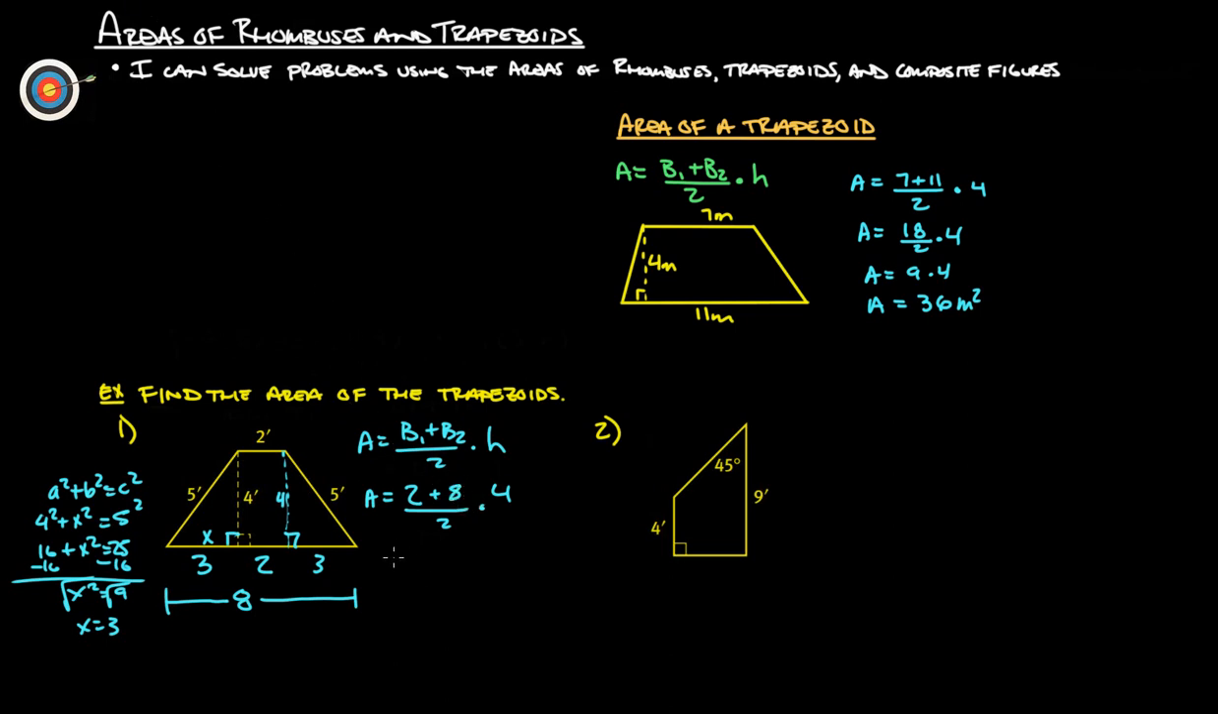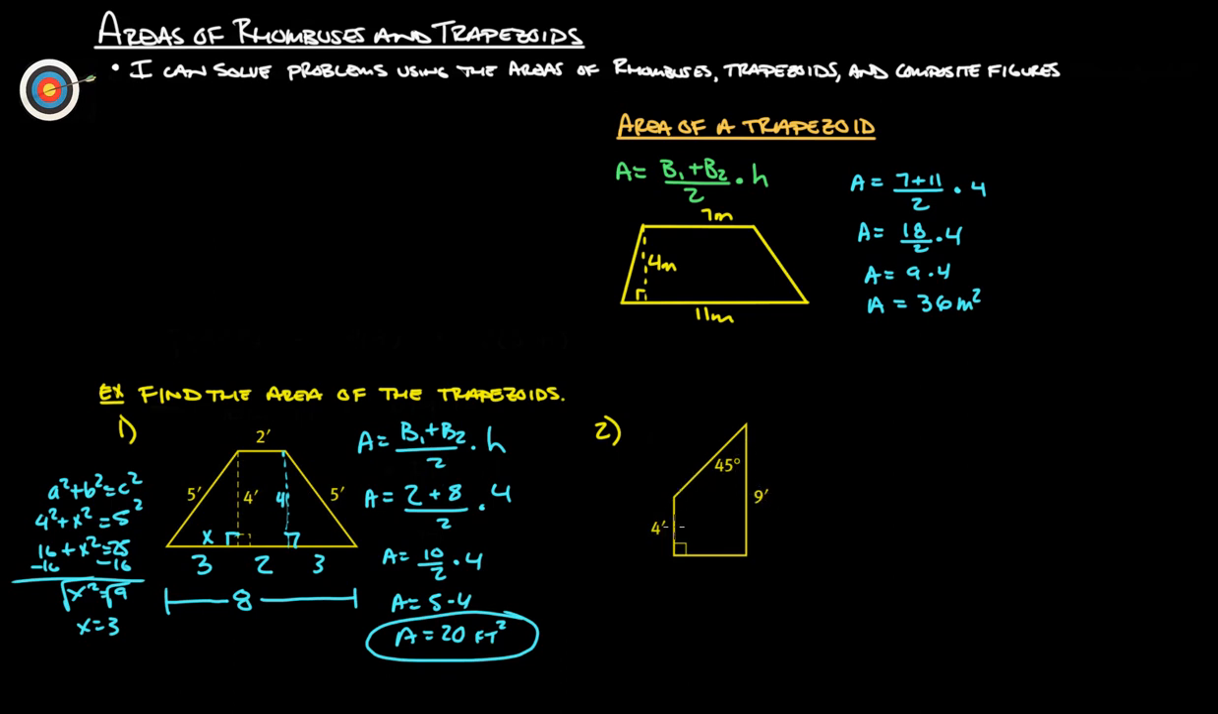Okay, so we get the area is going to be 2 plus 8 is 10, divided by 2, times 4, 5 times 4. Area of that thing is going to be 20 feet squared. Okay, let's do this one here, and then away we go.